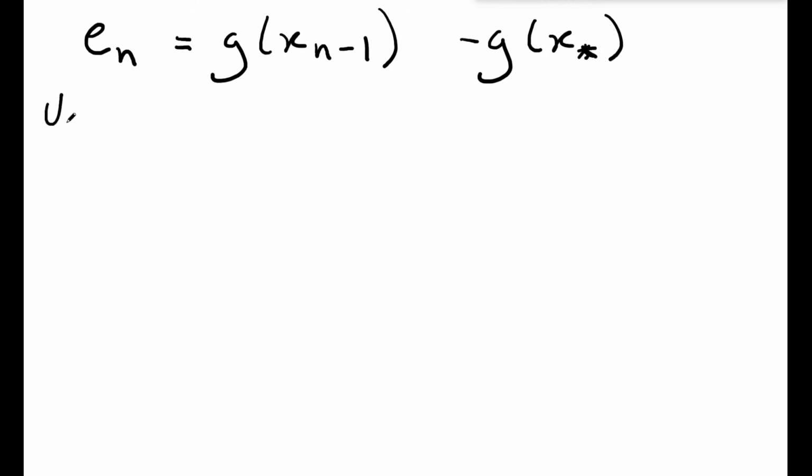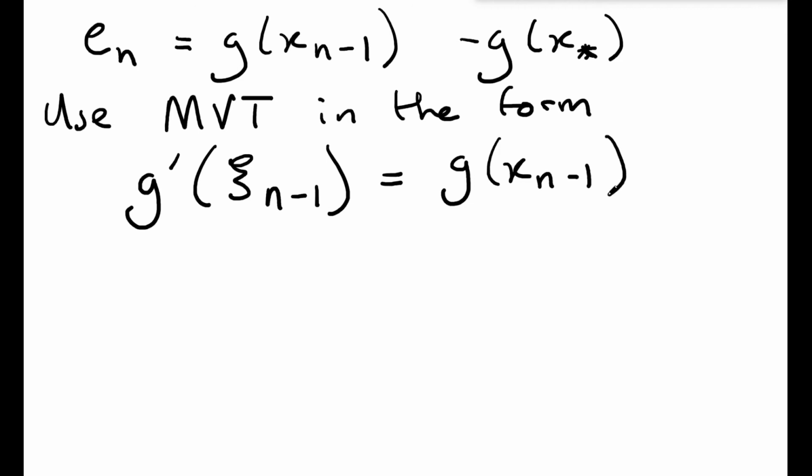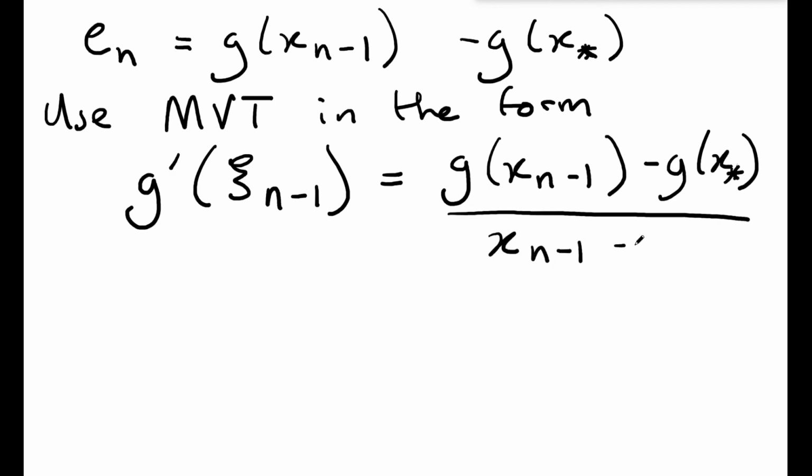So let me just rewrite that line up for continuity. We've got plenty of space. And then we use MVT, the mean value theorem, in the form we want. And that is basically saying that g prime, and now I'm going to give our psi variable at a time step n minus 1, equals the gradient of the chord, which is g of x n minus 1 minus g of x star, divided by x n minus 1 minus x star. Okay, so that's just our mean value theorem stated in the form we want.